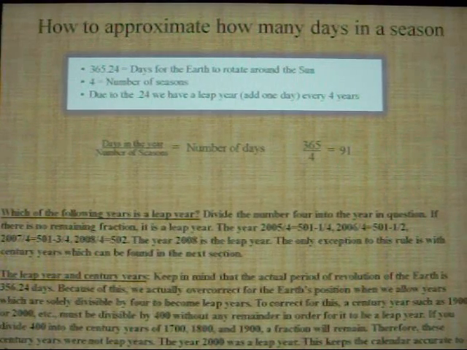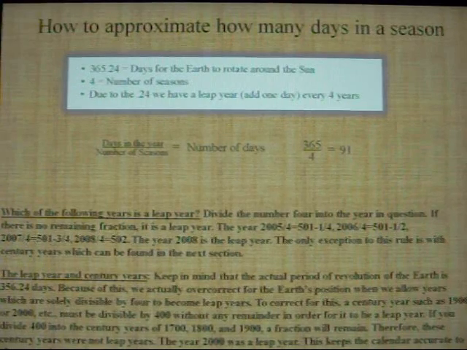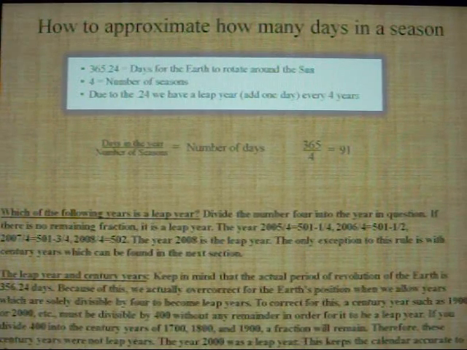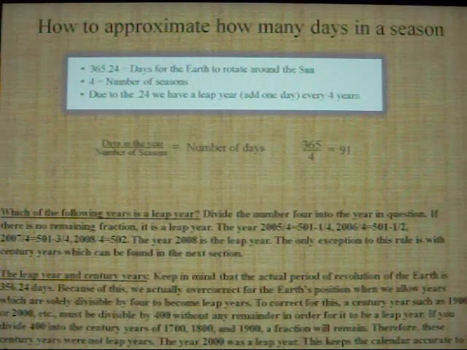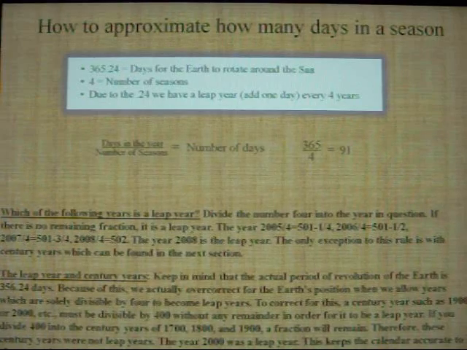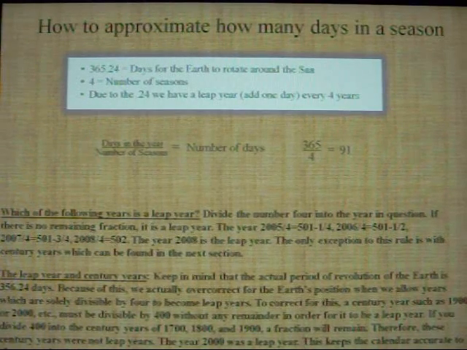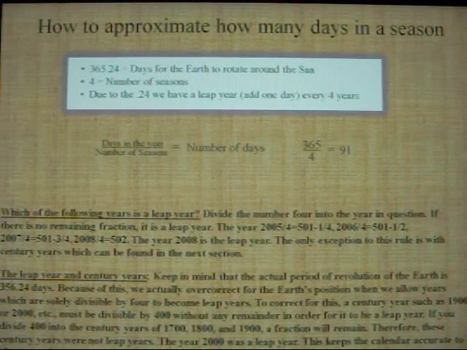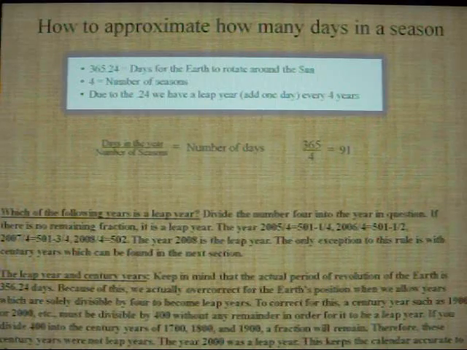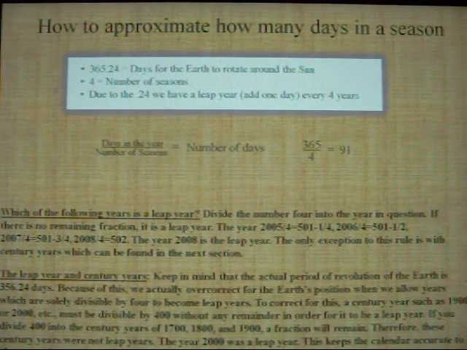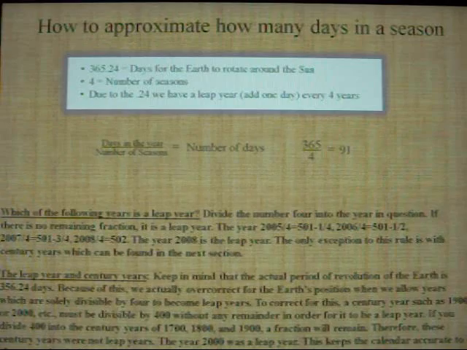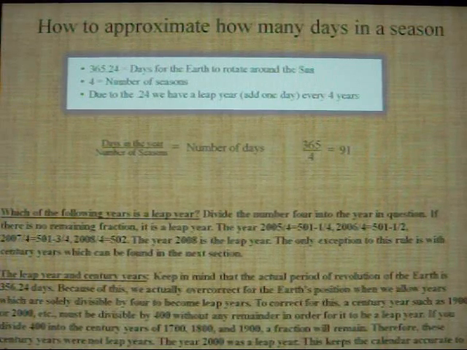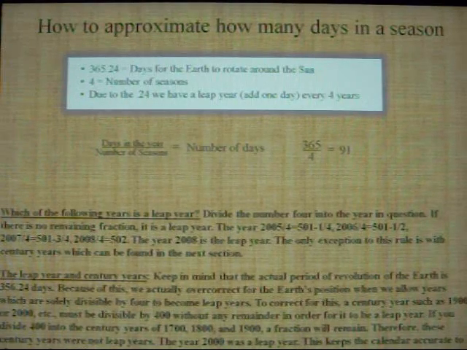Yes, exactly! Now, you may think, oh, you're so smart with the leap year, but remember, there's also century years. Keep in mind that the actual period of revolution of the Earth is 365.24 days, but for you, we'll round it up. Now, because of this, we actually overcorrect for the Earth's position when we allow years which are solely divisible by 4 to become leap years. To correct for this, a century year such as 1900 or 2000 must be divisible by 400 without any remainder in order for it to be a leap year. Do you kind of get what I'm getting?